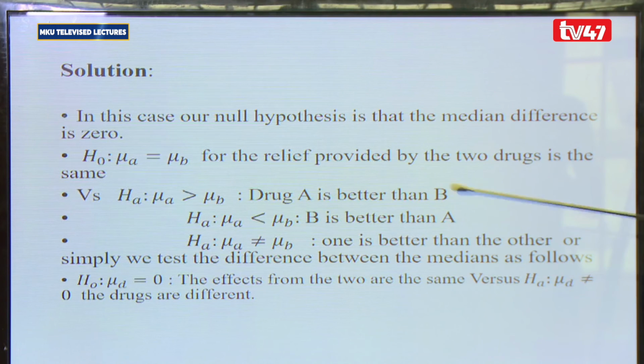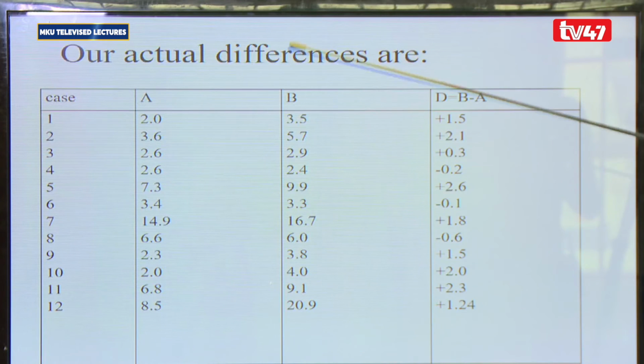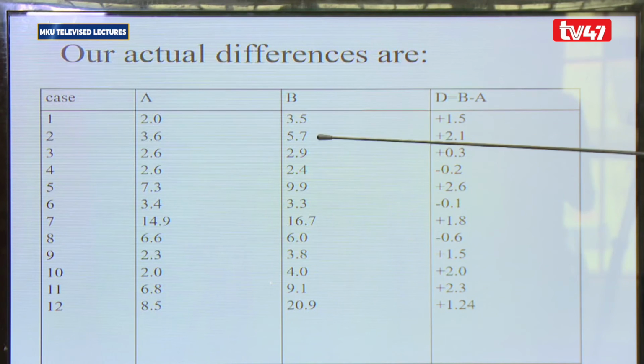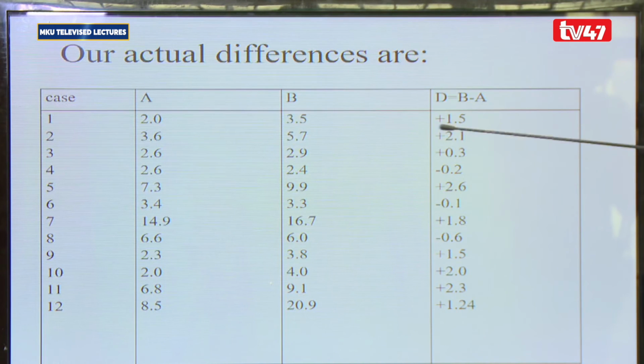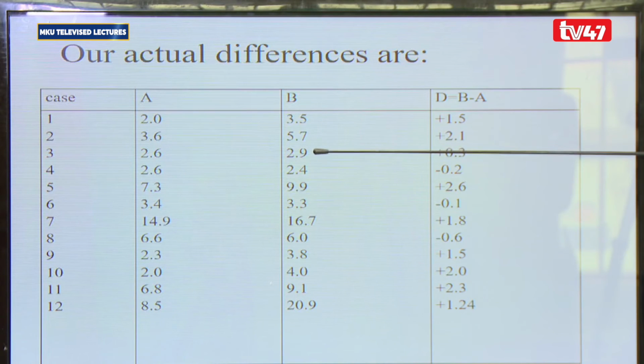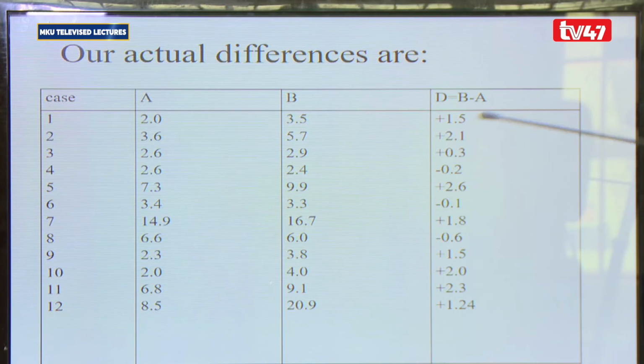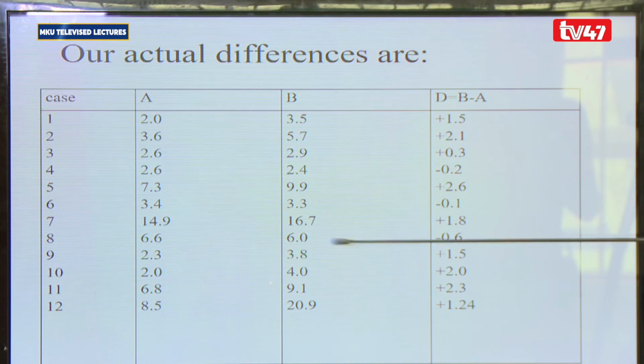The effects from the two drugs are the same, and the actual differences tables are here. So we get B minus A, we get a positive sign. B minus A is still another positive, and until here, when we have 2.4 minus 2.6, we get a negative. So we count the number of plus signs. They are 1, 2, 3, 4, 5, 6, 7, 8, 9. And the total sample size is 12.